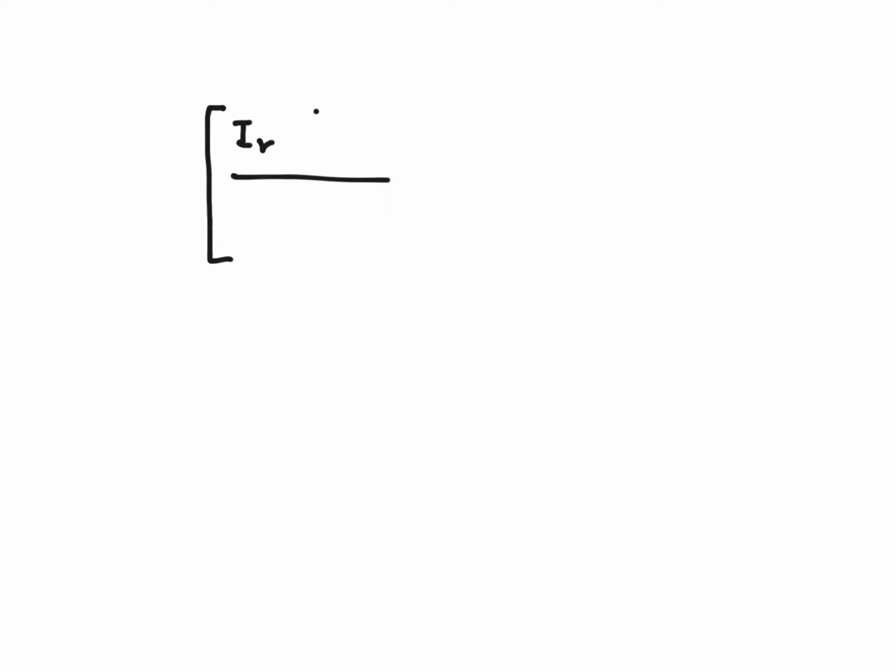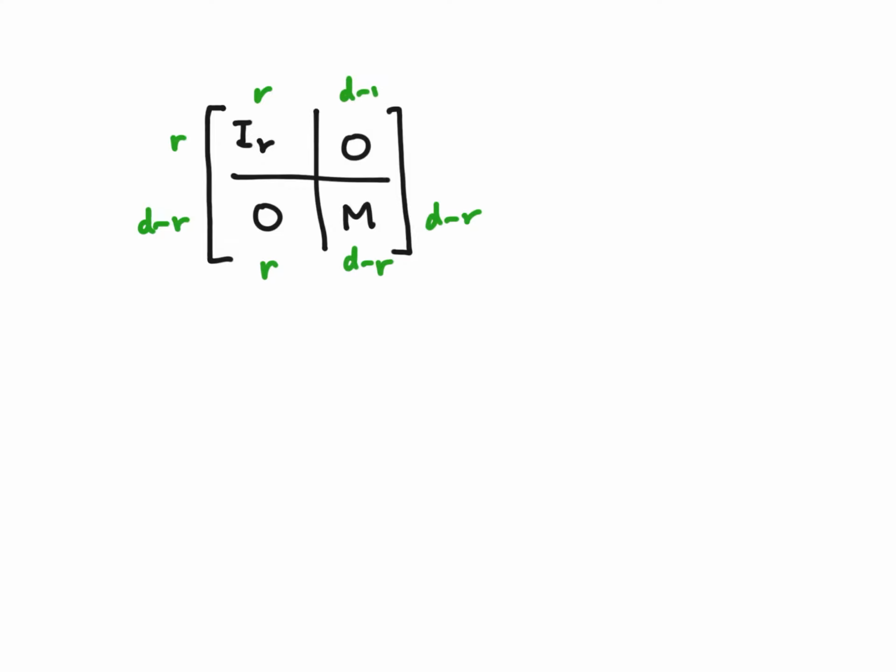We can consider a block matrix where we have the R by R identity in that corner, and then the matrix M that we just found in this corner, and then 0 blocks, like that. Let me just tell you the sizes of these blocks. This block is R by R, and this block here would be D minus R by R. This is D minus R by D minus R, and that's D minus R by R.